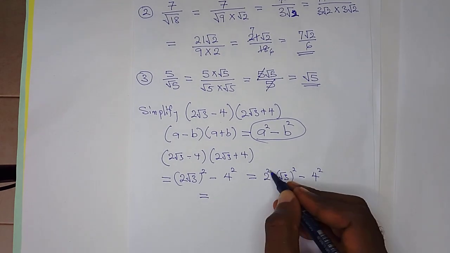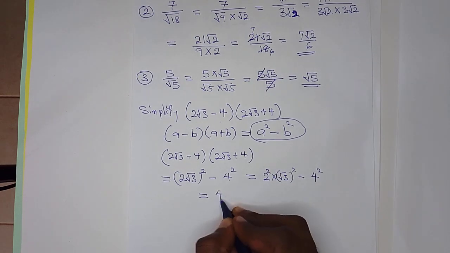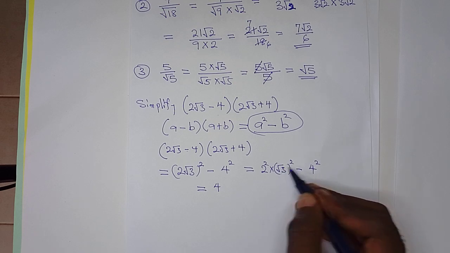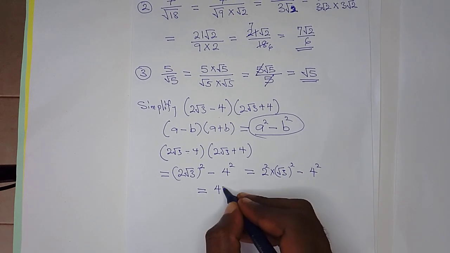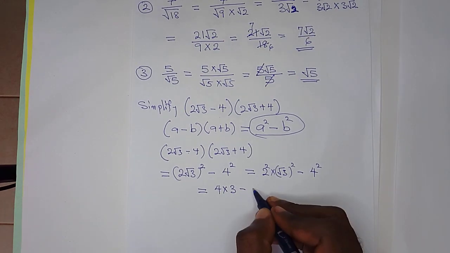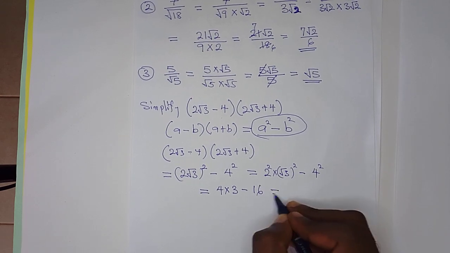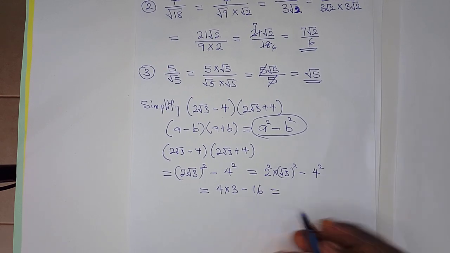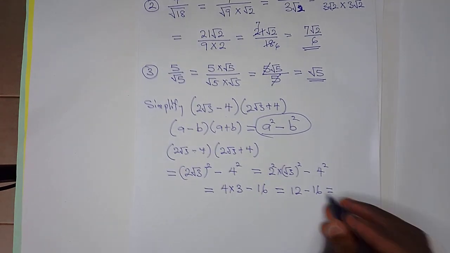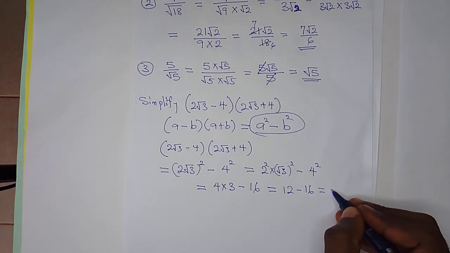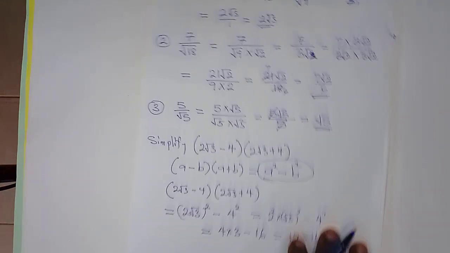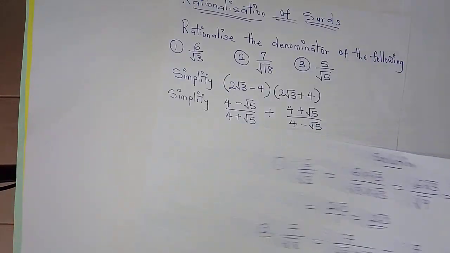So that's going to give me 2 square is what? 2 square is 4. That's 2 times 2 is 4. Then times root 3 square means root 3 times root 3, which is 3. So that will be 4 times 3. Then minus 4 square means 4 times 4, which is 16. So this will give us 4 times 3 is 12. 12 minus 16 is going to give us negative 4. So the answer is minus 4. Okay. So I think we are done with that question.